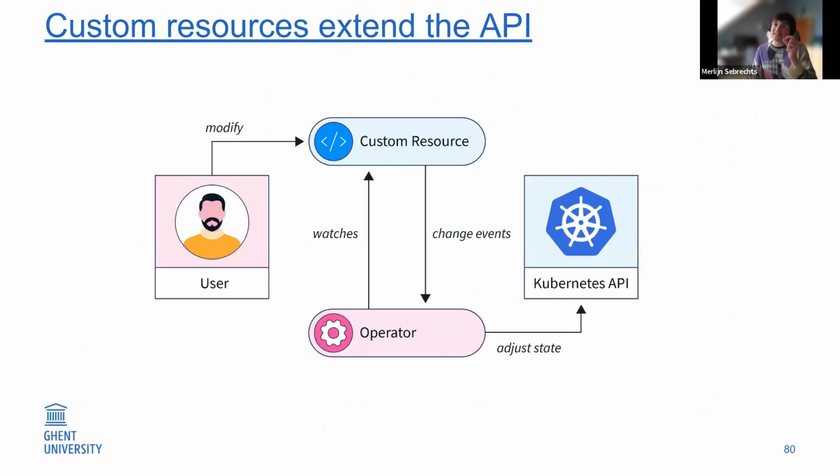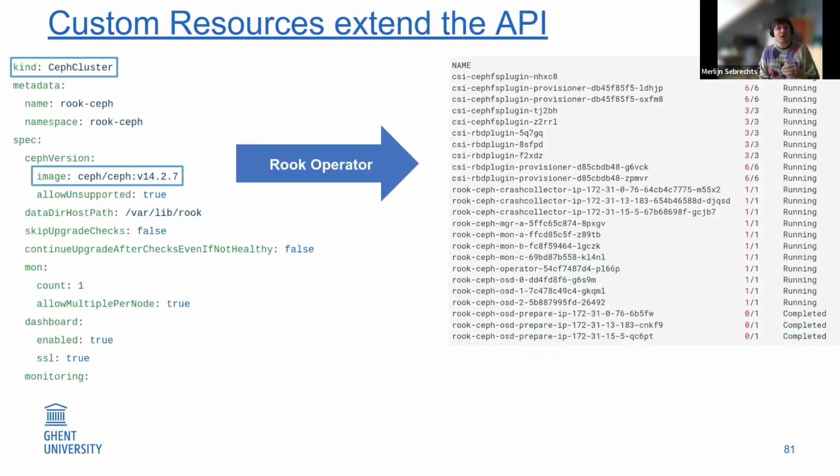But we can actually extend this API. So Kubernetes by default, you can deploy pods, you can deploy services, you can deploy network overlays, but you can actually add new resources, custom resources, to the Kubernetes API that allow you, in your desired state model, to specify other resources, things like distributed storage solutions, for example, like a Ceph cluster.